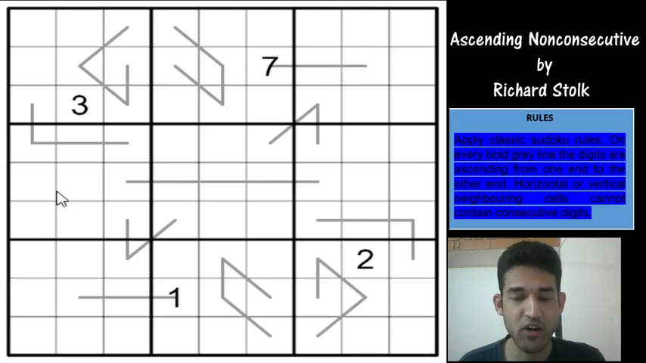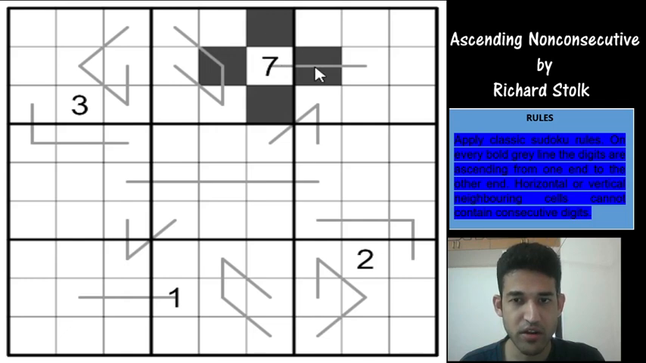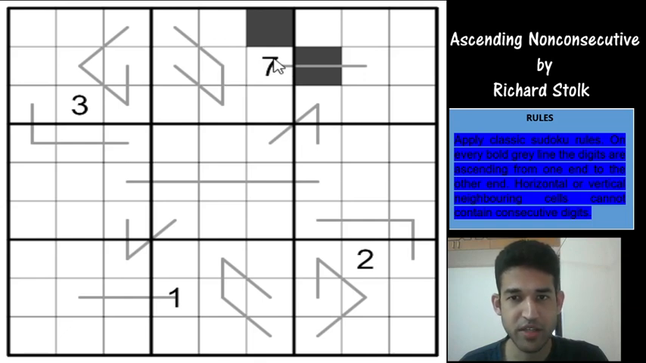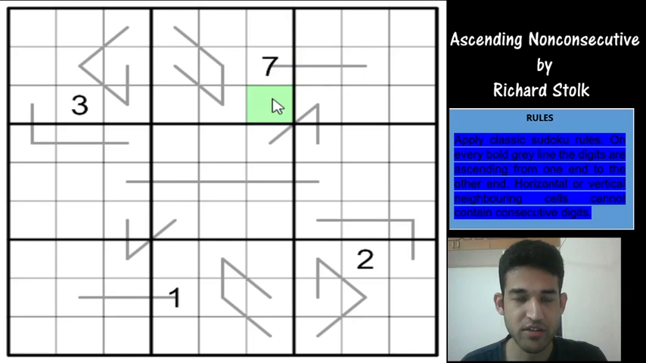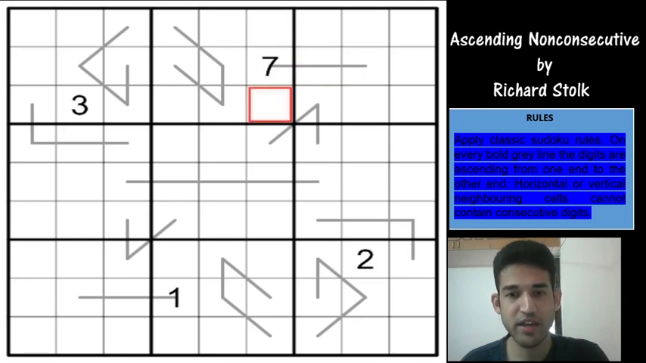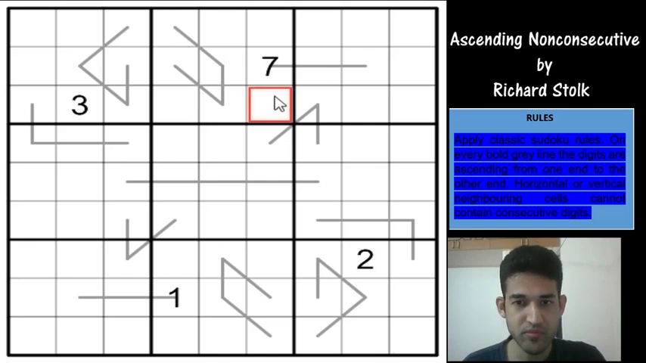And additionally, non-consecutive rules apply. That is, if you have, let's say, a digit here, or let us take this digit, you have a 7 given here, which means that none of these 4 cells, the orthogonally neighboring cells, can take a 6 or 8, because 6 and 8 are one step away from 7, so they can't be in any of these 4 cells. So ascending non-consecutive Sudoku seems to be a really interesting one. So let us start the Sudoku now.